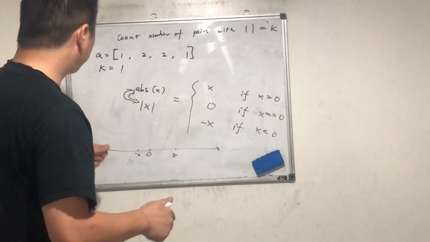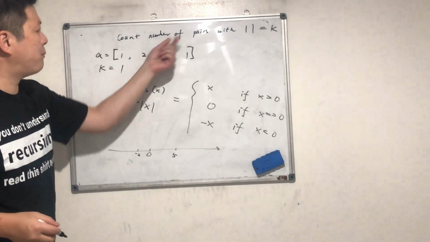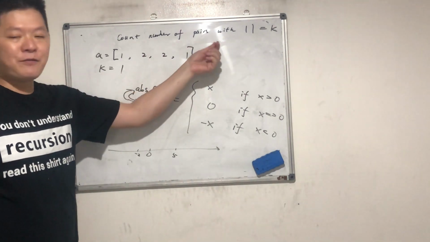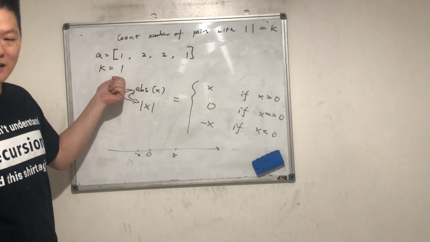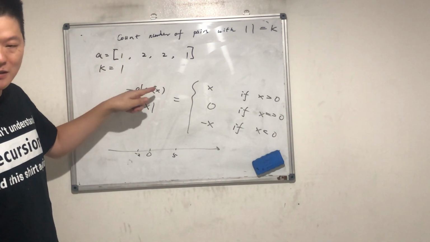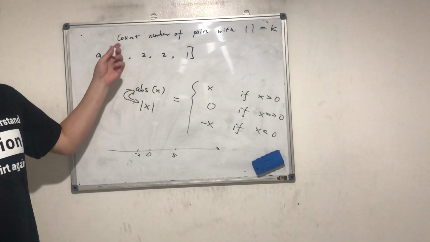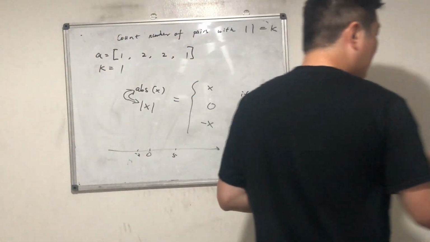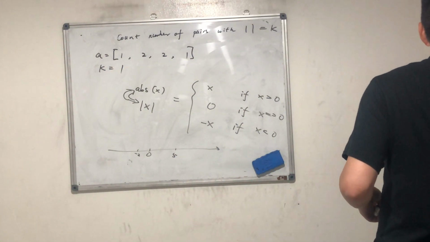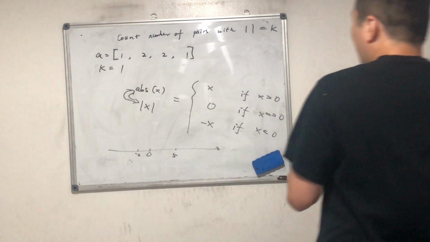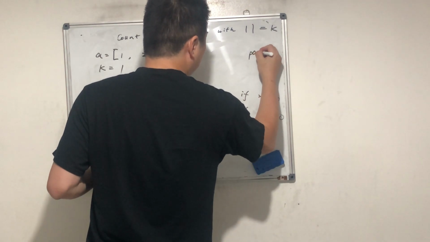So can you count the number of pairs? Two numbers with the difference equal to k, which is 1. Basically, finding two numbers which have the difference 1. 1, 2, and 2, 1. But we want to find the pairs. Good job. What's a pair?